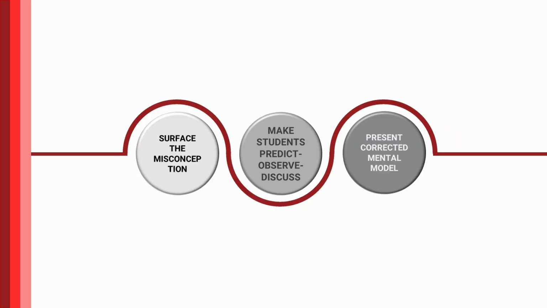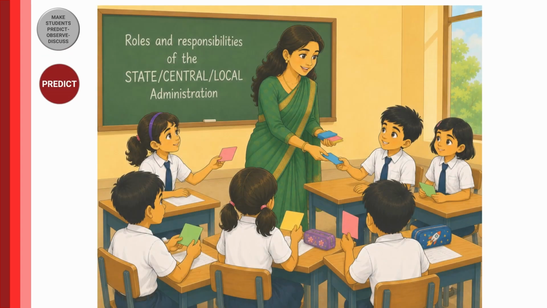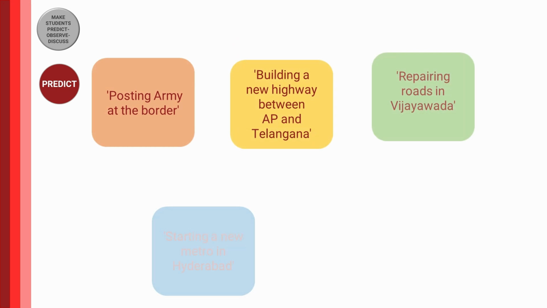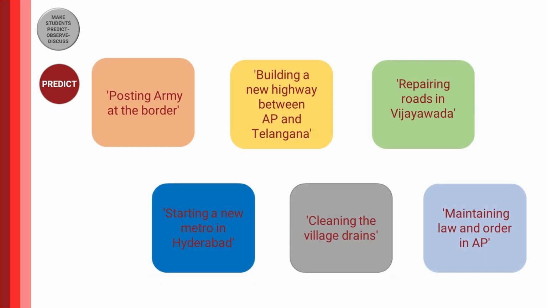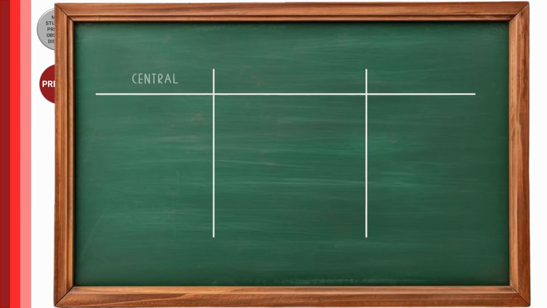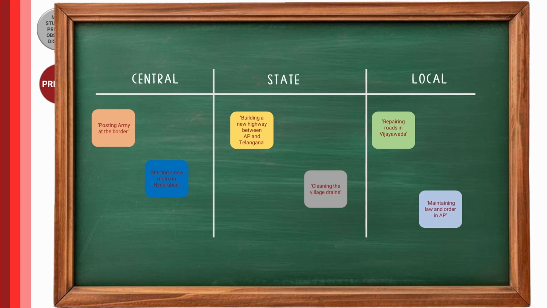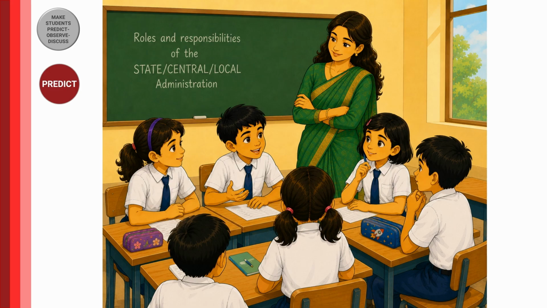Step 2. Making students predict, observe, and discuss. Create a sorting activity using 6 situation cards. Things like building a highway between AP and Telangana, repairing roads in Vijayawada, posting the army at the border, and most importantly, maintaining law and order in Andhra Pradesh. Ask the students to predict and sort them into 3 columns: central, state, and local. Let them discuss and disagree.